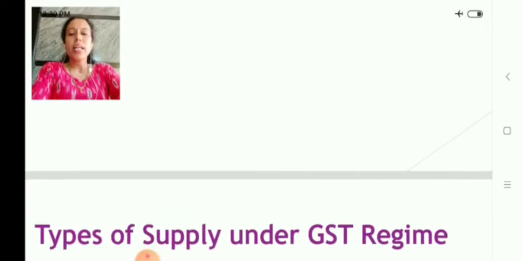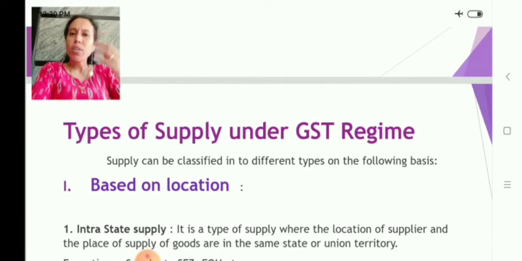Next, after understanding the meaning of supply, whatever kind of transfers, barter, sale, lease, rental, all are considered as supply, subject to the condition that it should be for consideration and in the course of business. Apart from that, the items mentioned in Schedule 1 as well as Schedule 2 specifically can also be considered as supply.